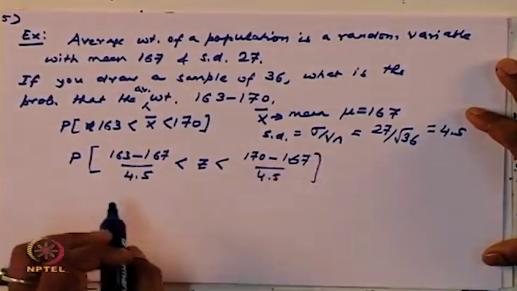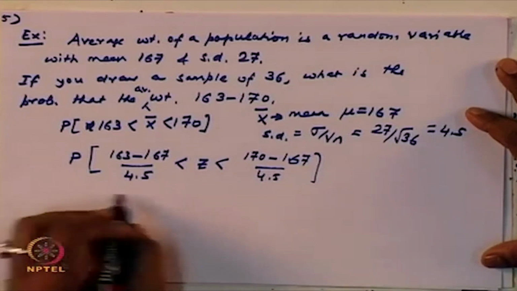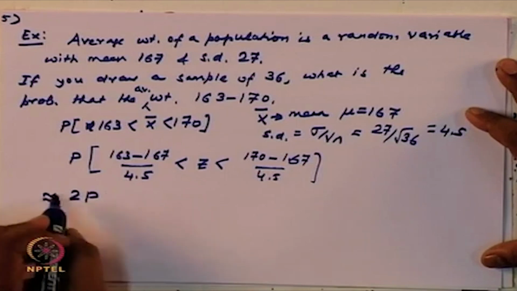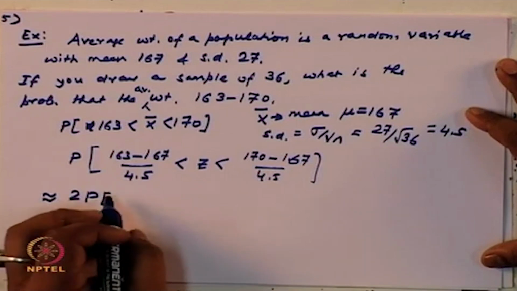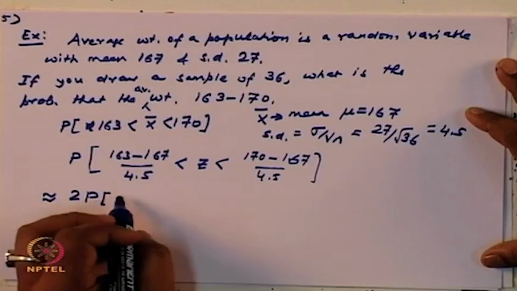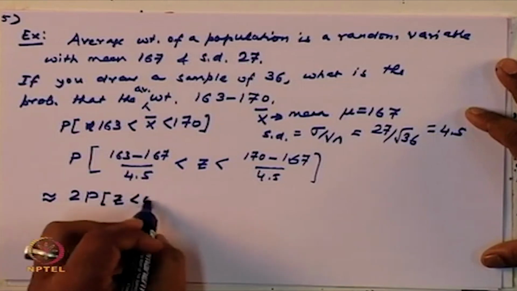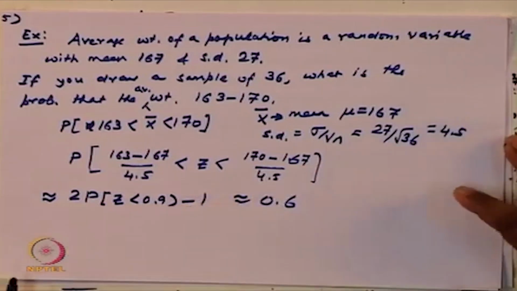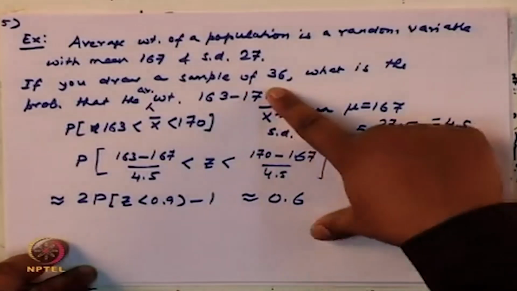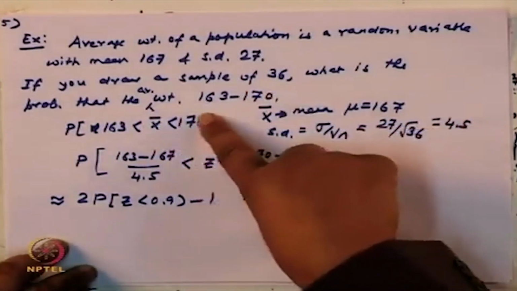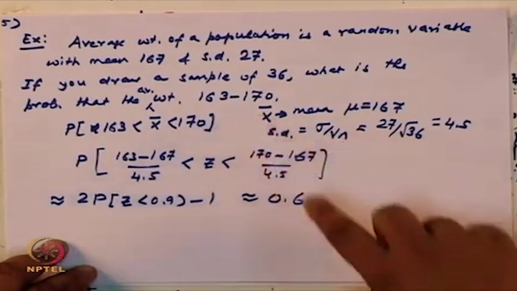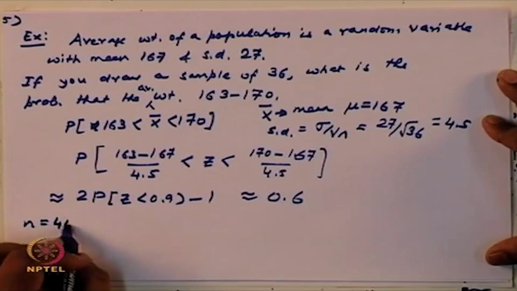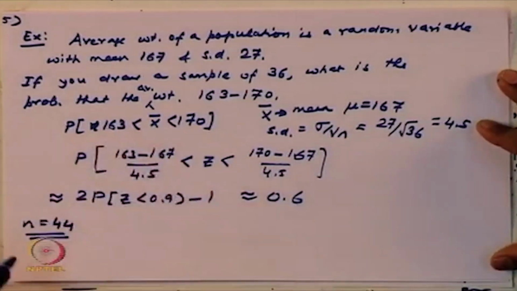So, this turns out to be, okay. You can make this simplification, and this is roughly 2 times the probability of z less than 0.9, minus 1, which is roughly equal to 0.6. So, for your sample size of 36, the probability that the average weight will lie between 163 and 170 is 0.6.